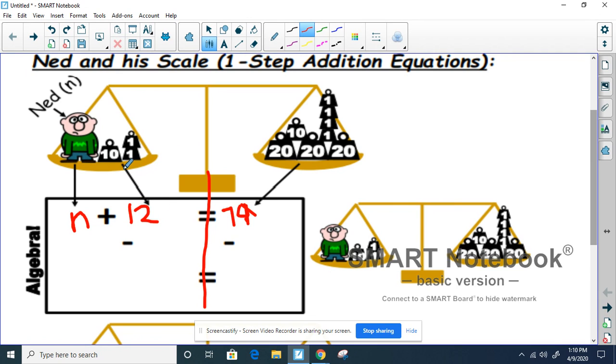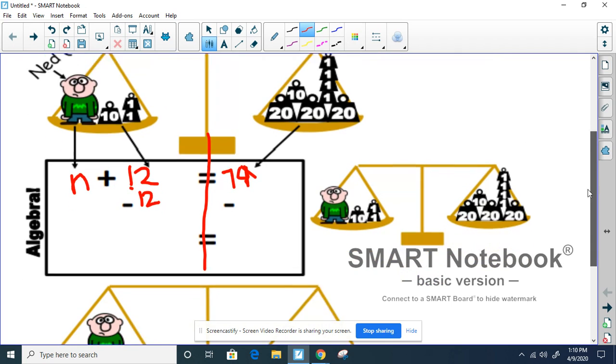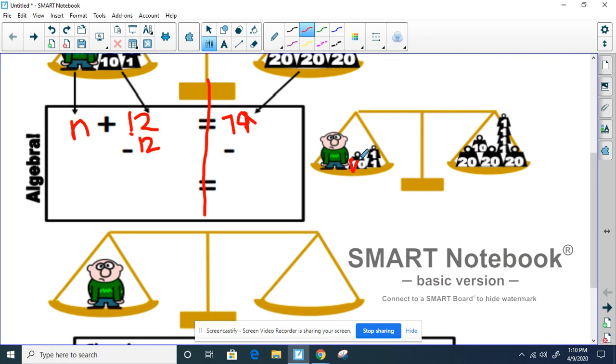So what our goal here is to always to do is to get Ned by himself. Ned is our variable, so we call that isolating the variable. We want to get N by itself. So how we get N by itself is we do what's called an inverse operation. So we do the opposite of what's happening to Ned. Right now, Ned has 12 pounds being added. So the opposite of adding 12 pounds would be subtracting that 12 pounds. So what that would really look like is us just getting rid of these 12 pounds next to Ned.